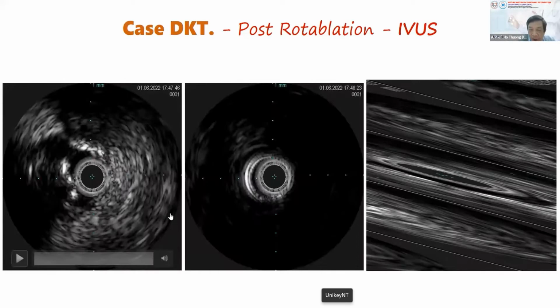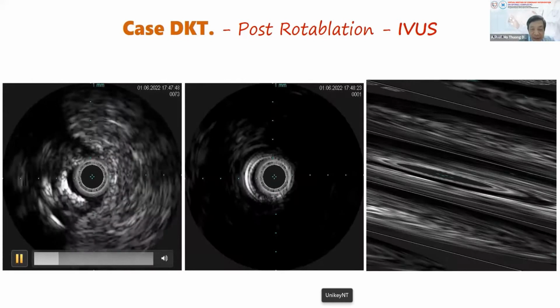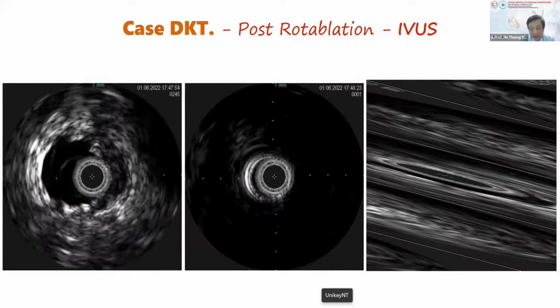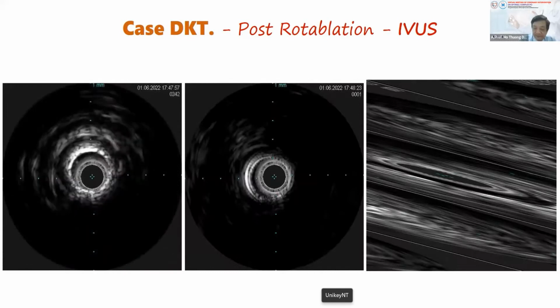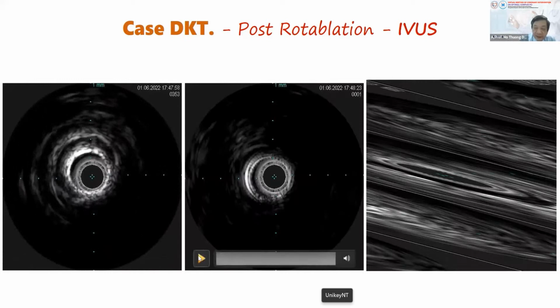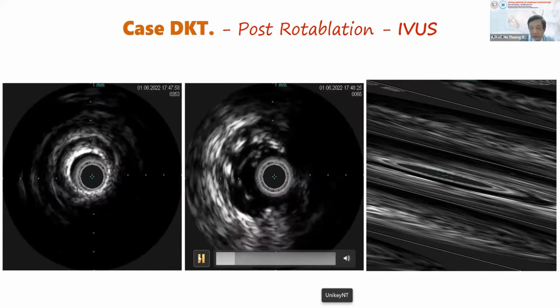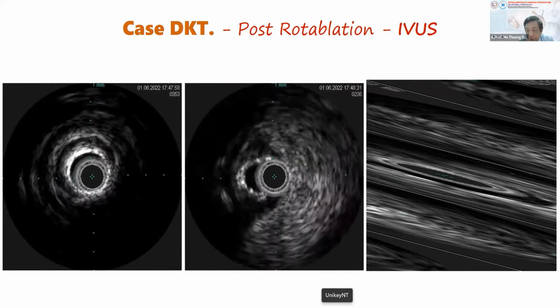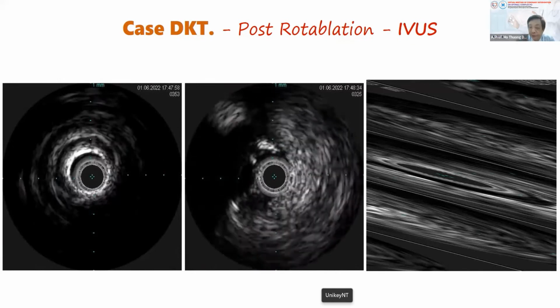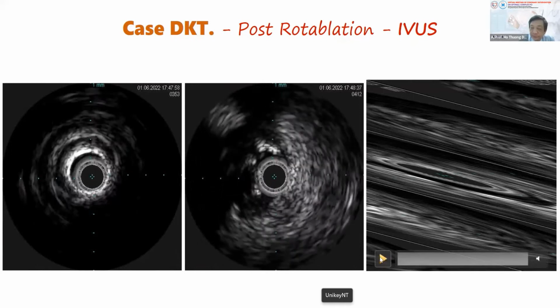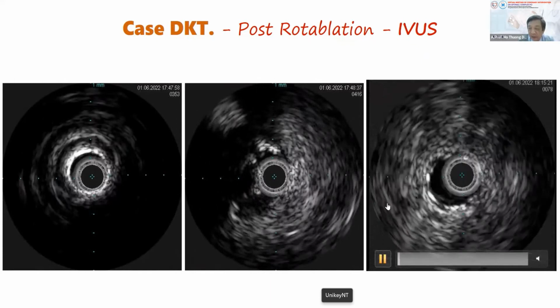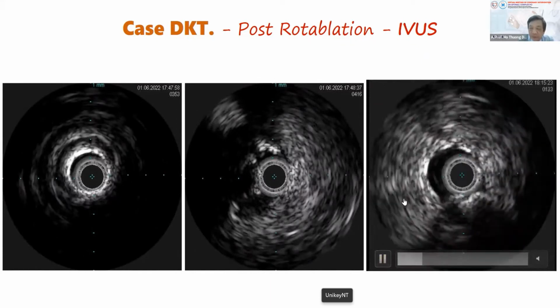And after the burr, we used IVUS. This one gets stuck in the stenotic lesion after the burr. It comes from inside to outside, so you can see the stent. And the second goes from outside to inside. It gets stuck here. And the third IVUS is the last result of IVUS, but the quality is not good.